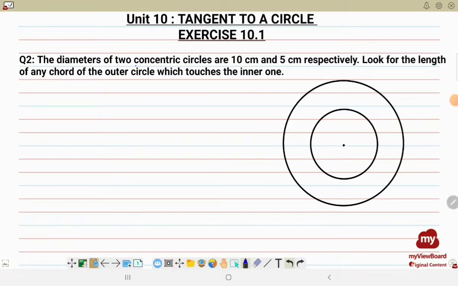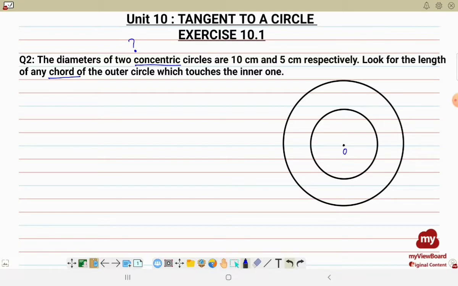The diameters of two concentric circles are 10 centimeter and 5 centimeter. Find the length of any chord of the outer circle which touches the inner one. So the very first thing that we need to know: what are concentric circles? The circles which have a common center are called concentric circles. So if I say O is the center of the inner circle, for concentric circles the outer circle is having the same center O, right?